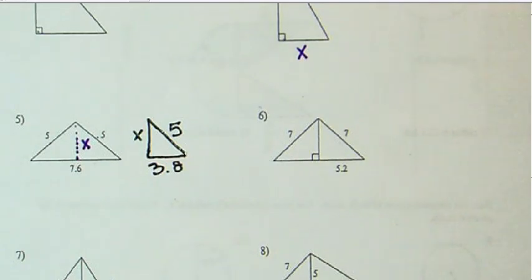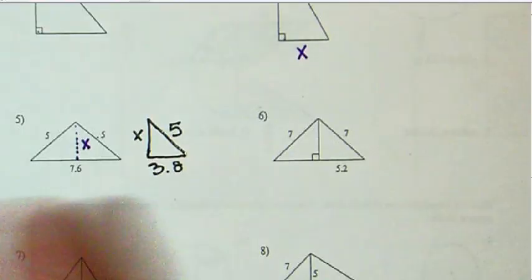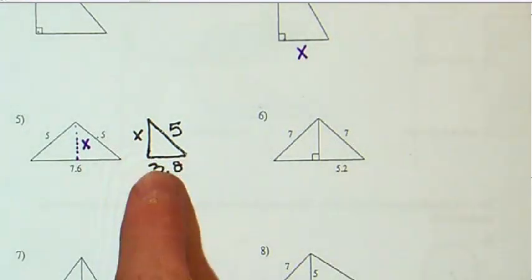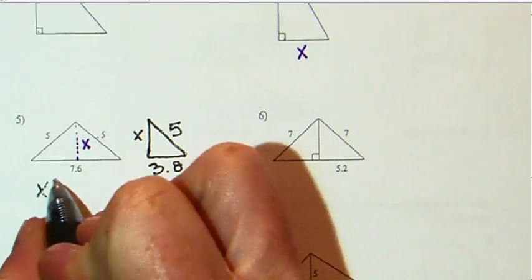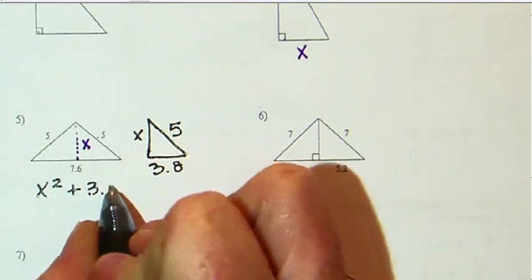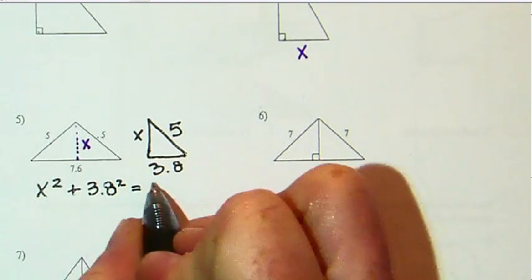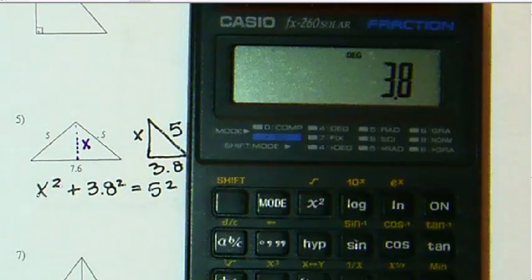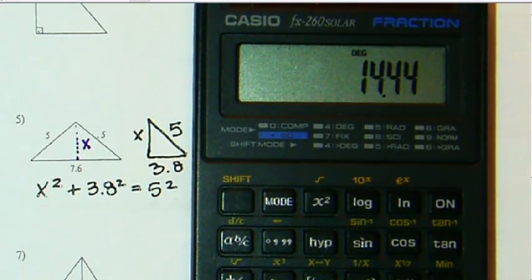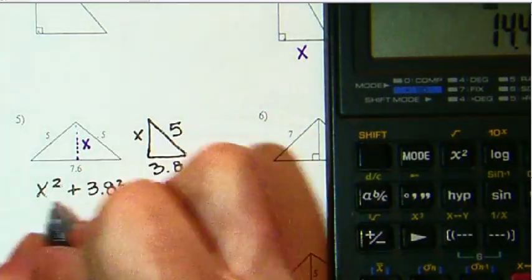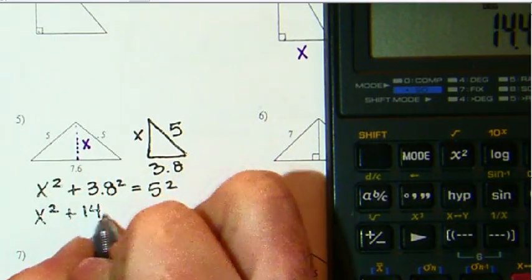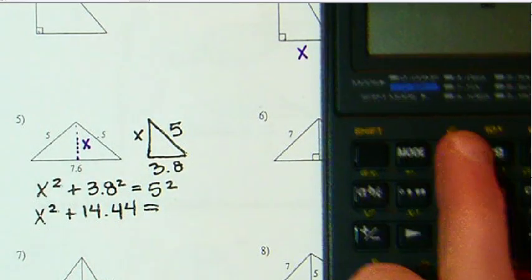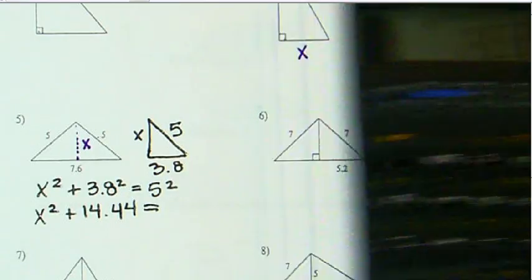We can use the Pythagorean theorem to then figure out what the height is, and then we can plug this information into our formula. So again, remember, a squared plus b squared equals c squared. And that will give us what the height is. I'm going to take my 3.8 and square it. It gives me 14.44. Equals, I'm going to take my 5 and square it. It gives me 25.